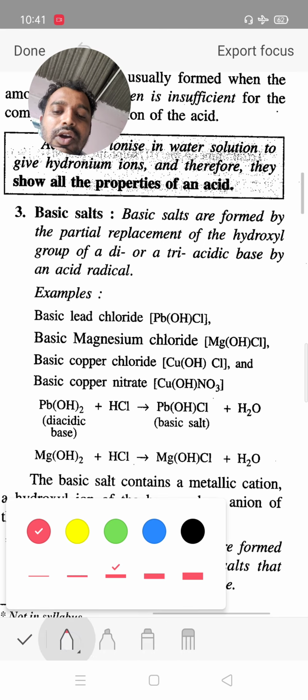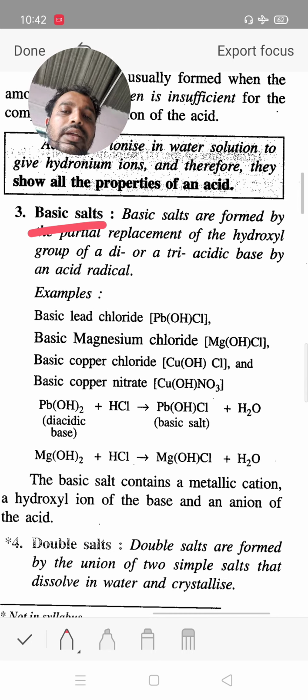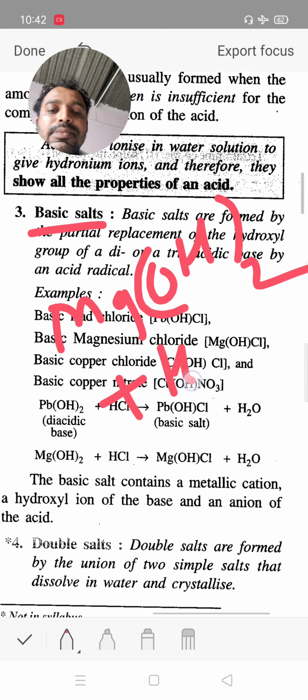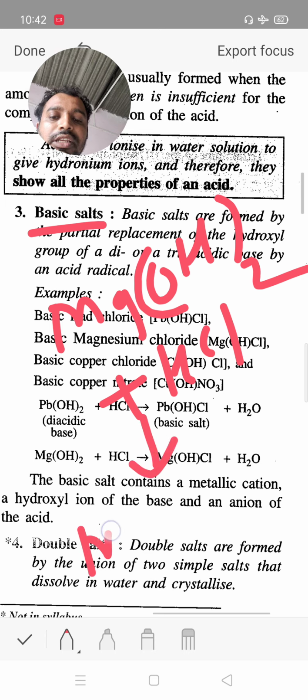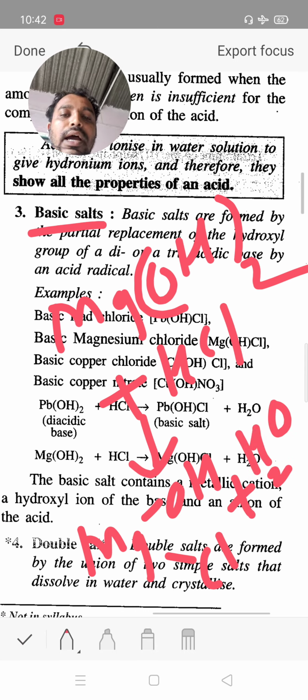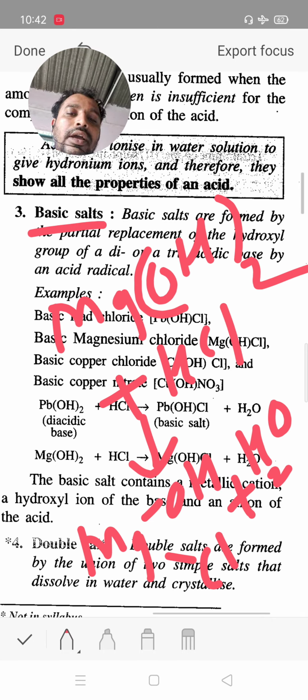Next one is basic salt. In a basic salt, there is only partial replacement of the hydroxyl group. Suppose a diacidic base has two OH groups, then it transfers only one OH group. Example, Mg(OH)2 has two OH groups, it transfers only one OH group, and gives Mg(OH)Cl and the byproduct H2O.